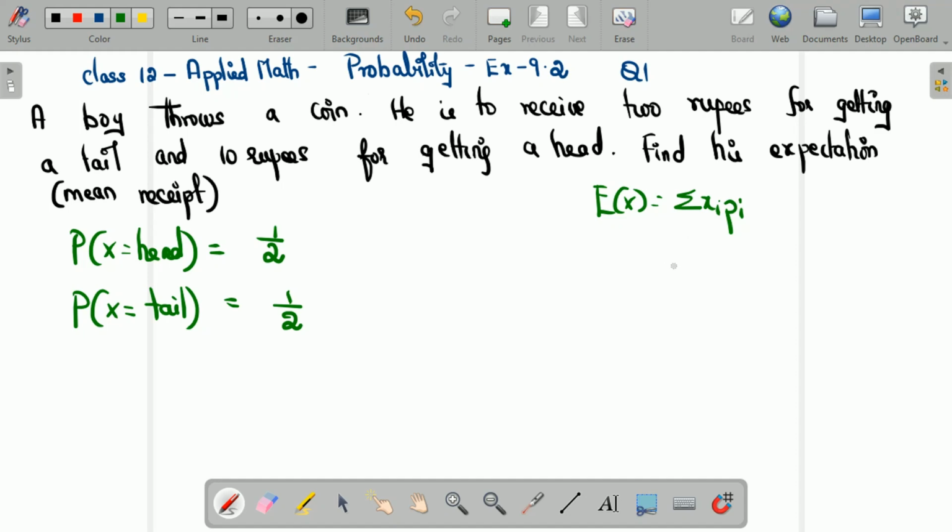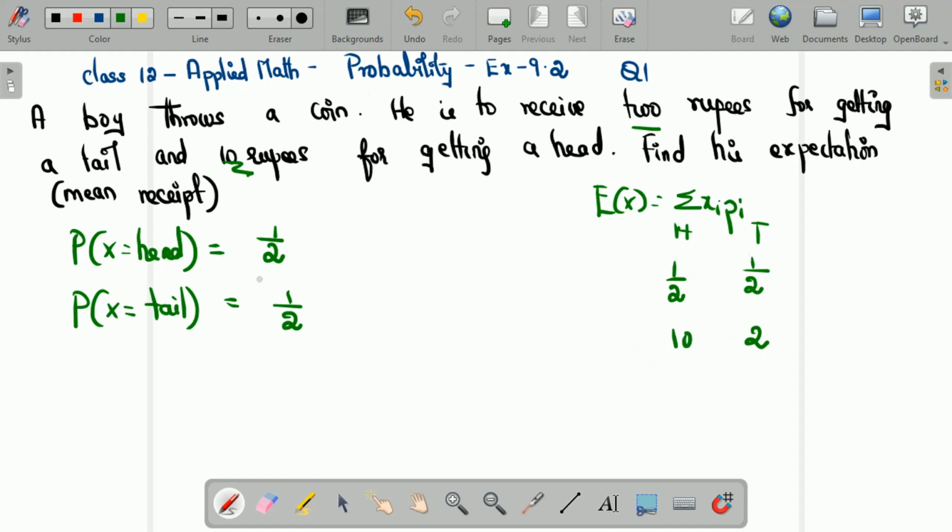So in this case, xi in both the cases is going to be, one is the tail, the other is the head. So I'm marking the head and tail. The probability values are 1 by 2. Remember, he gets 2 rupees if he gets a tail. So here the x is going to be equal to 2, and he gets 10 rupees when he gets a head. So in this case, this is equal to 10.